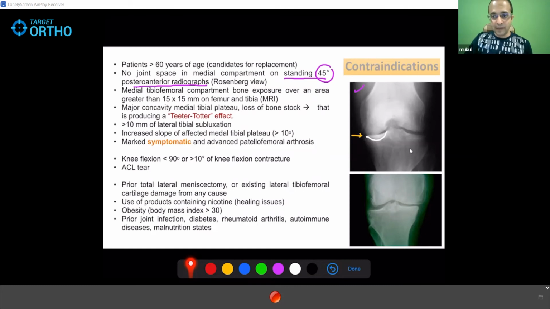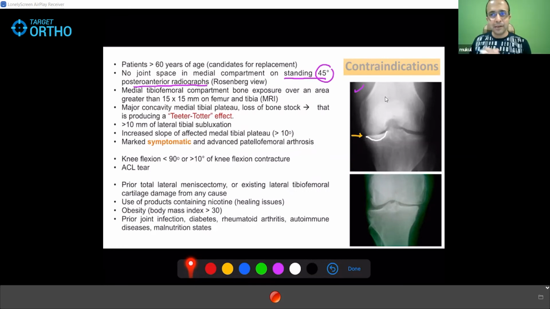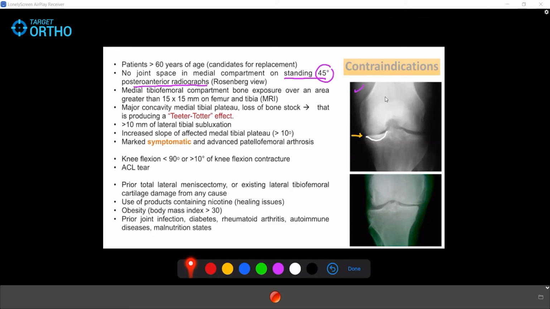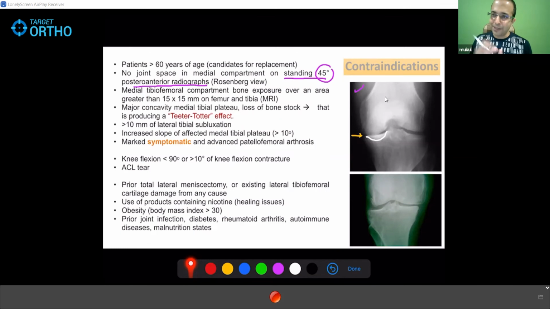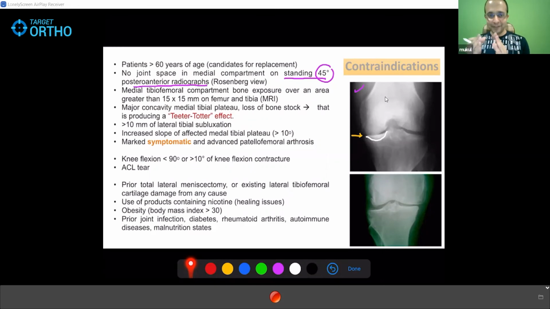Okay, I think Vivek is there. Vivek, can I ask you? No negative marking. Yes, Vivek? Yes, Vivek. What is a teeter-totter knee? No idea, sir. Okay, no problem. I'll tell you. No negative marking in my class. It's just a discussion. I'll tell you.